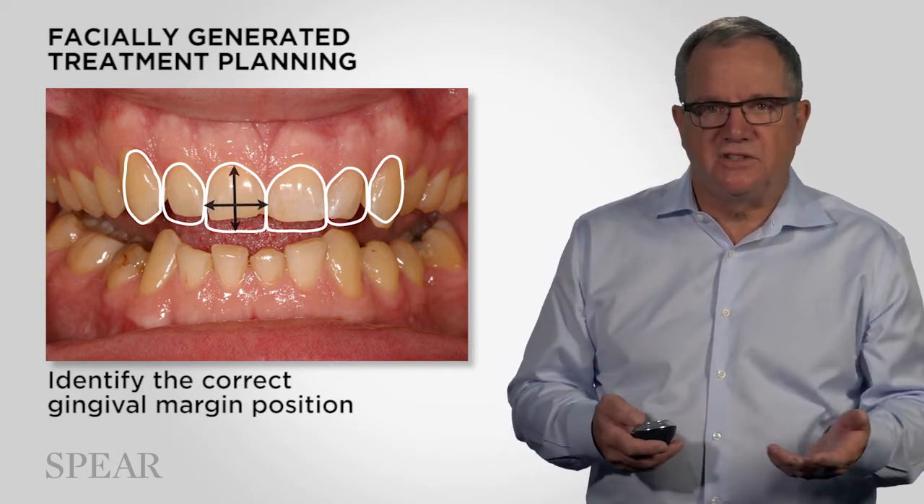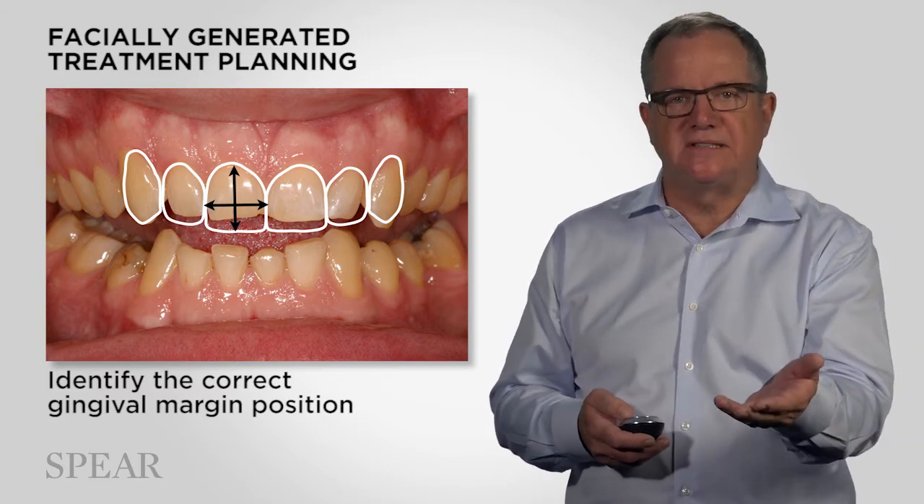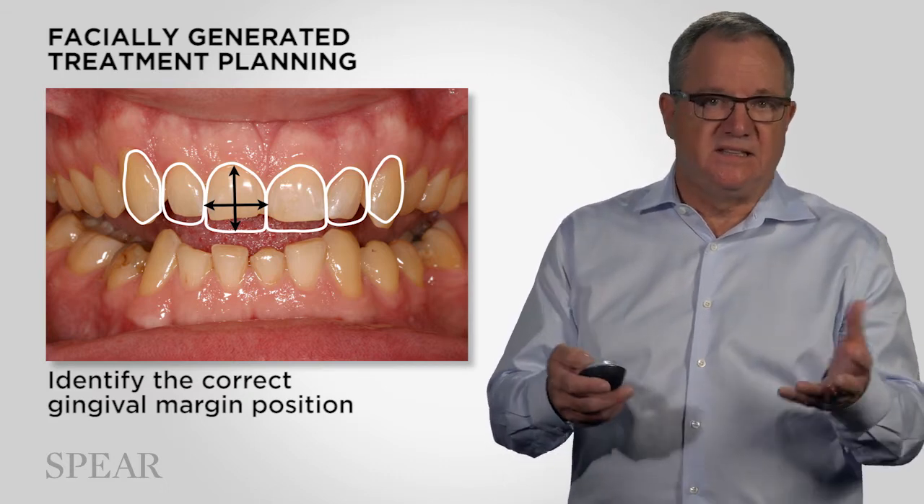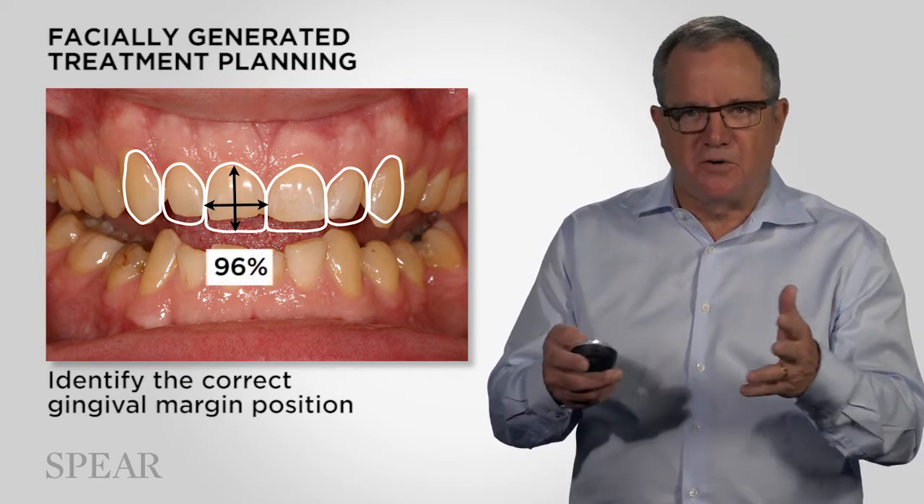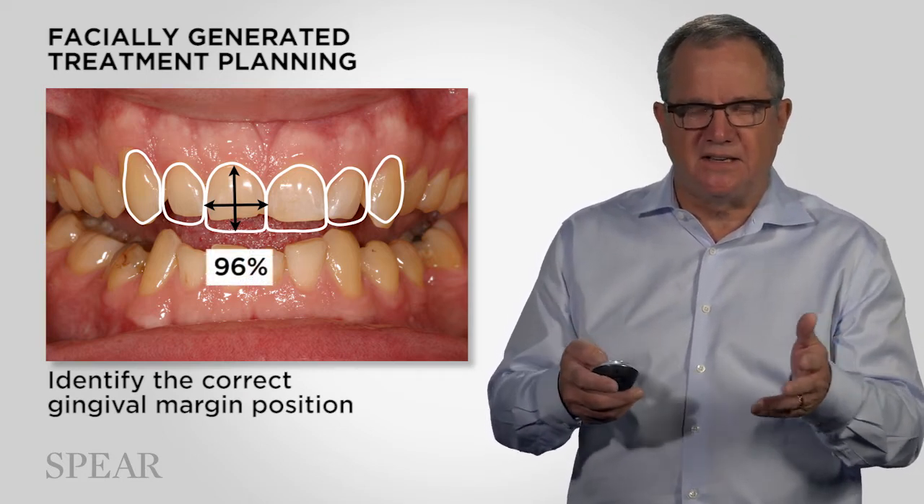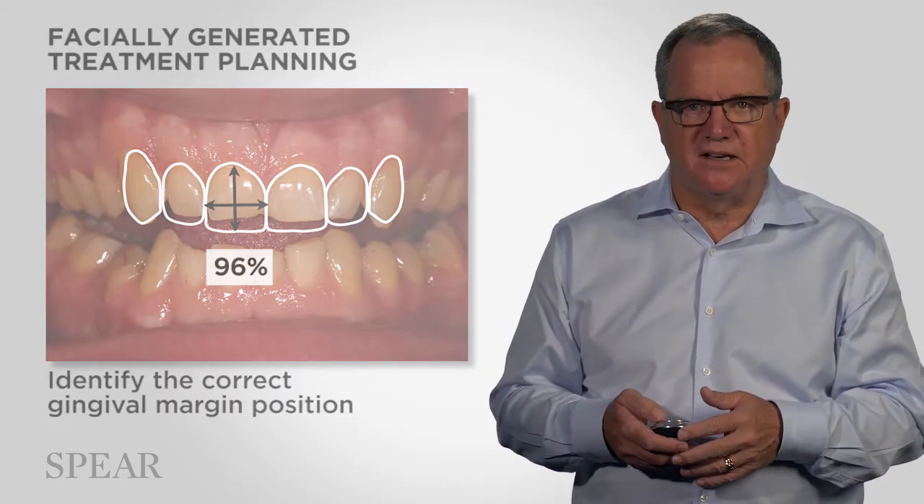And the way I usually do it is I measure the width and the length of the tooth relative to my new incisal edge position. In this case, his central is 96%. I'd like to end up somewhere between that 70 and 80%. I usually target around 75 to 77%.